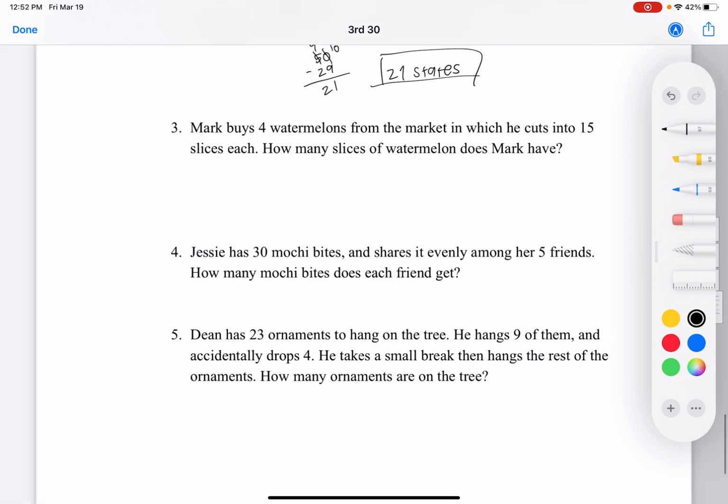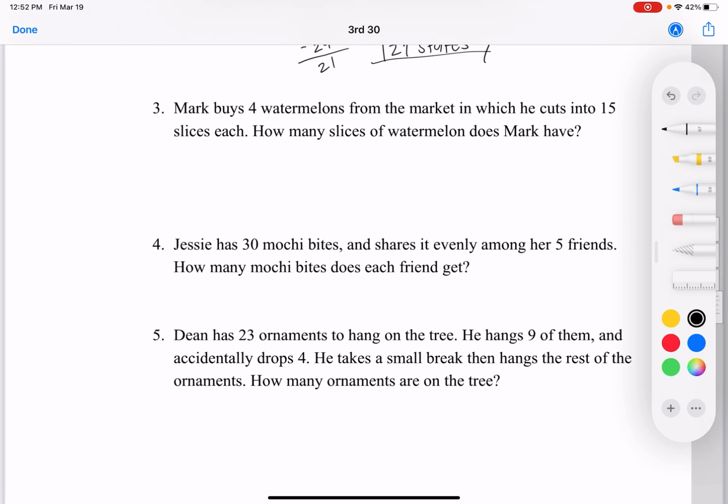Okay. 3. Mark buys 4 watermelons from the market, which he cuts into 15 slices each. How many slices of watermelon does Mark have? So this would be a multiplication problem because there are 4 watermelons with 15 slices each. So 15 times 4, this is where we would use long multiplication. 5 times 4 is 20, so we put the 0 there, the 2 here. 1 times 4 is 4, plus the 2 up here, and we get 60. So there are a total of 60 slices of watermelon.